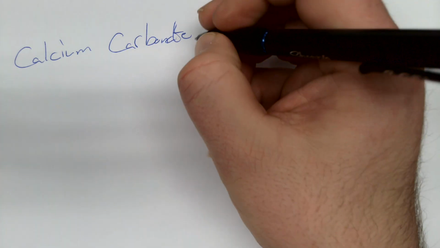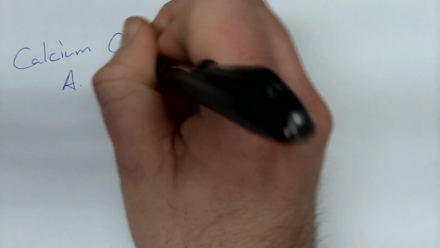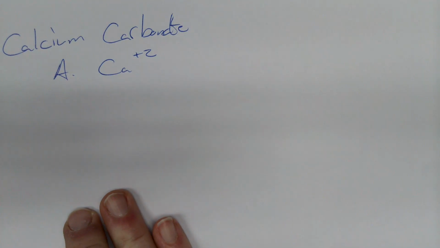So, give me a quick second. What's my cation going to be? Calcium carbonate, what's going to be my cation, my positive charge? Calcium. What's the charge going to be on it? Plus what? Plus 2. Ca plus 2.